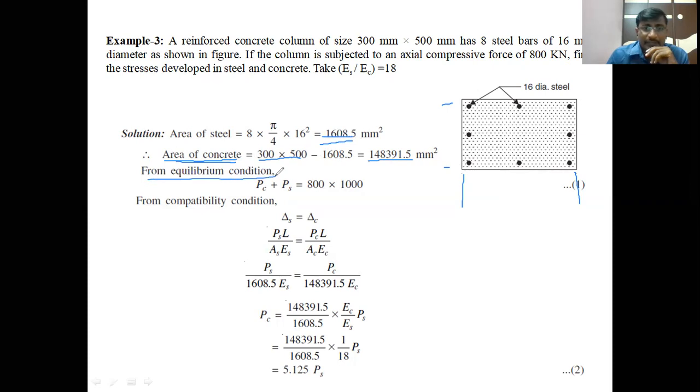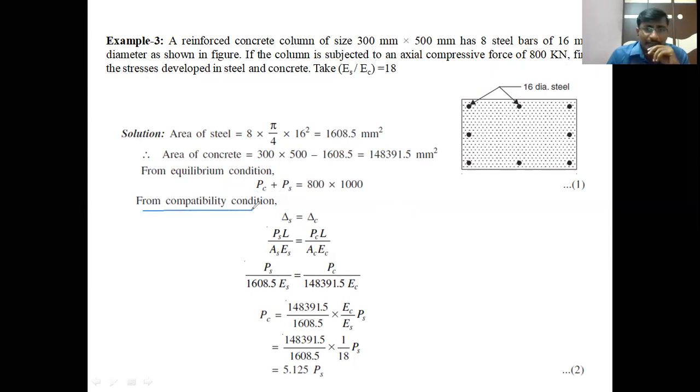So let us take the equilibrium equation. From the equilibrium condition, as we know, the summation of the total load shared by each material is equal to the total load applied on the concrete column. How much load is acting on the column? It is 800 kilonewtons, that means 800 into 1000 newtons. PC plus PS is equal to 800 into 1000. PC is the load shared by the concrete material, and PS is the load shared by the steel bars. Clear?